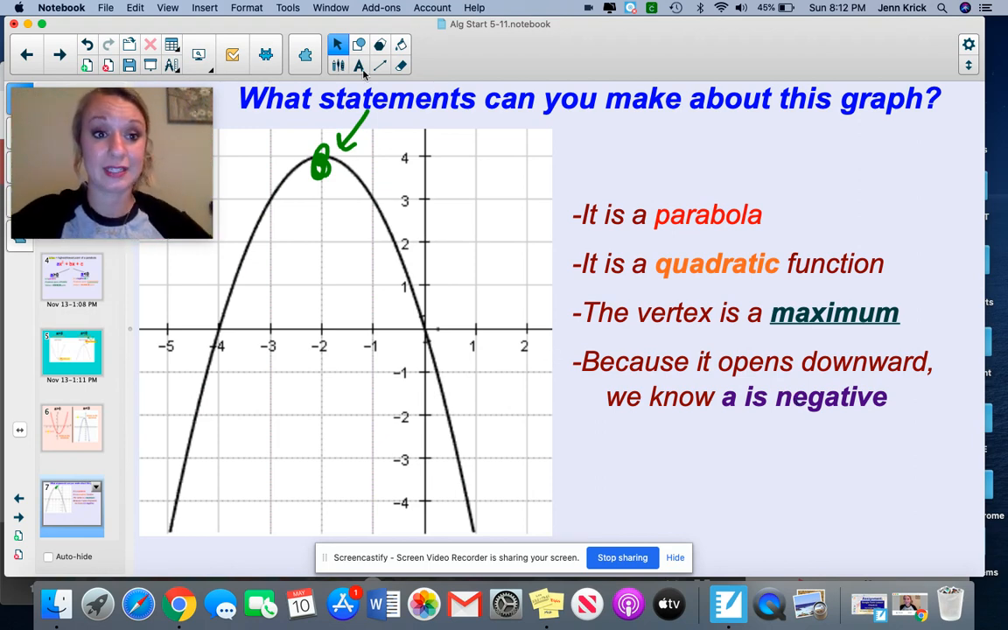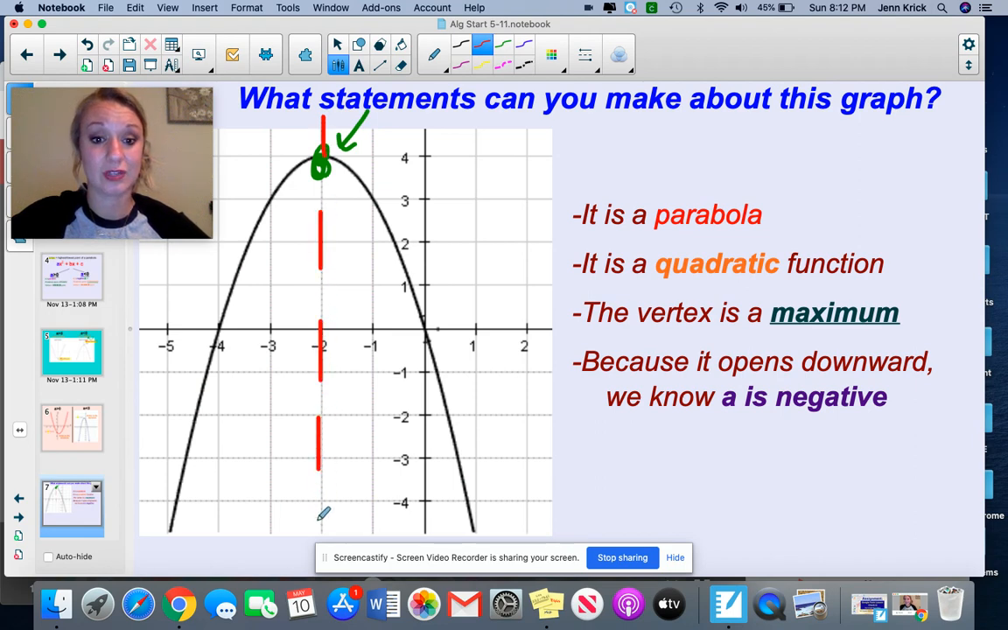As the lesson goes on, you'll be able to tell me the equation for the axis of symmetry as well. Axis of symmetry is the line that cuts your graph exactly in half.